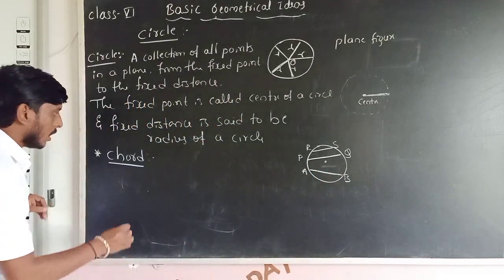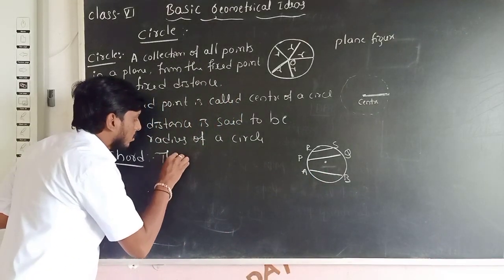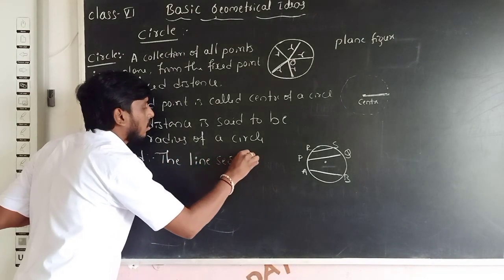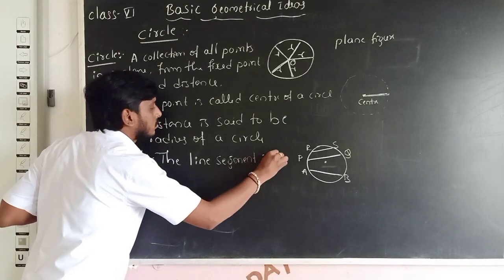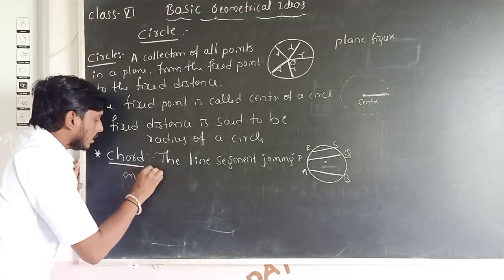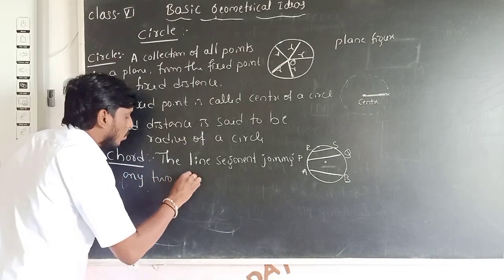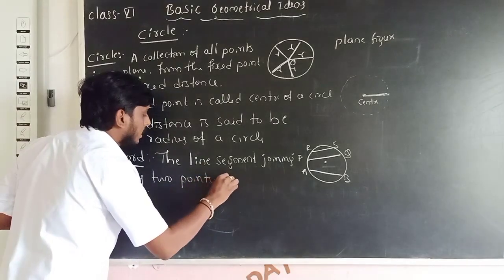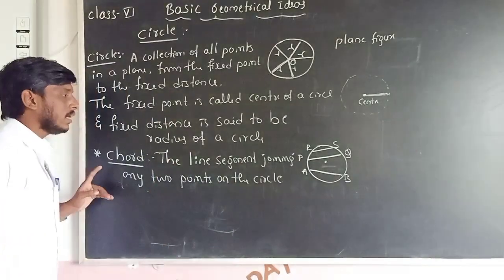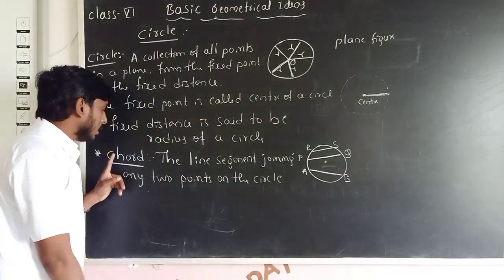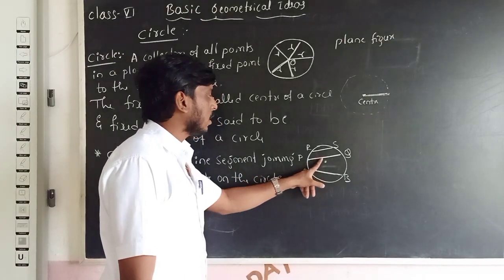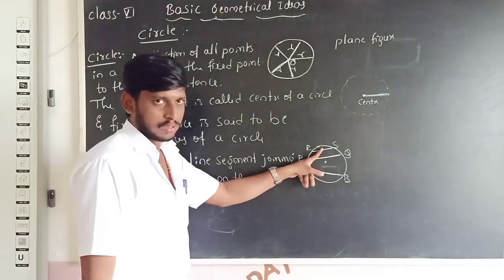So what do you mean by chord? The line segment joining any two points on the circle is said to be a chord. So what are the chords here? AB is a chord, PQ is a chord, RS is also a chord. Okay.